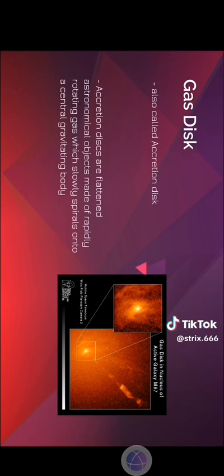So this is the picture of an active galaxy named M87. As you can see, here is the gas disk in the nucleus shown in the picture.